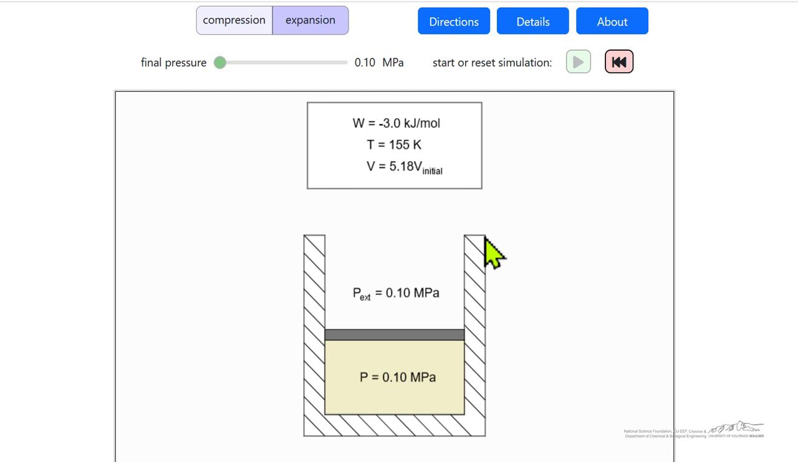So the idea is to give you a little better physical feeling for adiabatic reversible expansion or compression of an ideal gas.